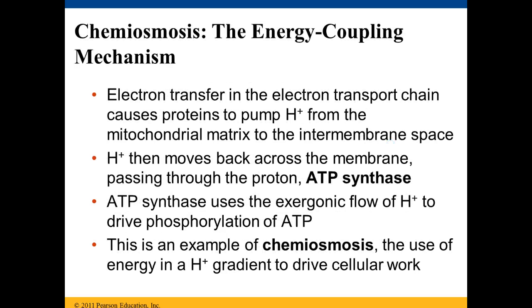Now, once you get to the end, so we've got the oxygen, once you get to the end, the electron transfers, so you cause it to pump hydrogens from the mitochondrial matrix to the intermembrane space. The hydrogens are now going to move back across the membrane through a proton channel, ATP synthase.